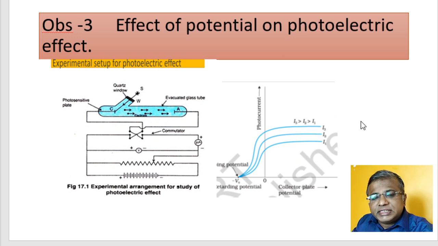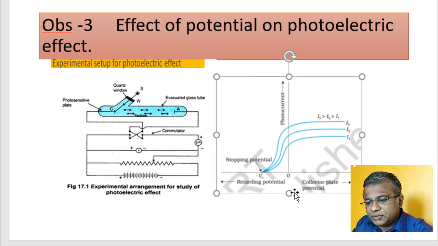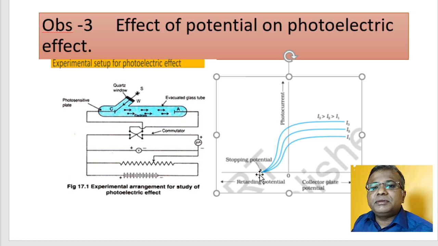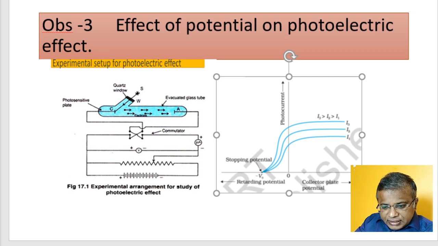If it would have changed with intensity, then we would have got different stopping potentials, which basically is not happening over here. As you can see, if I go on changing the intensities, the stopping potential remains the same. It basically means that whatever may be the intensity of light, the electrons are coming with the same velocity or indirectly the same kinetic energy.